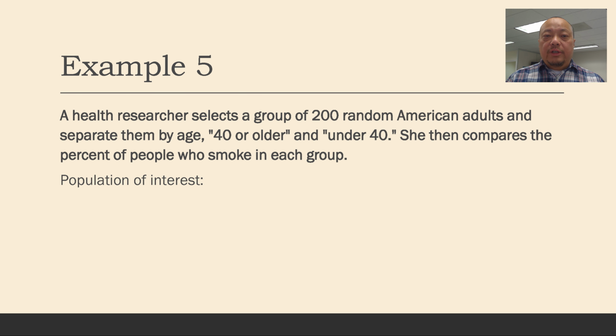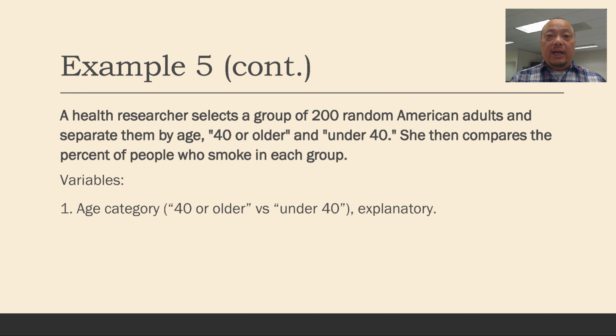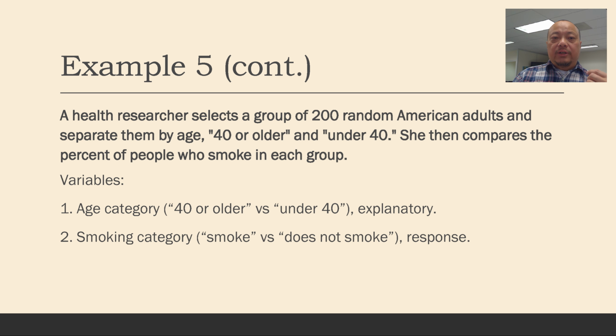What's the population of interest? American adults are the population of interest. What are the variables? Age category, 40 or older versus under 40, is one variable, and that is the explanatory variable. And the second variable is smoking category, smoking versus not smoking. And that is the output or the response variable.